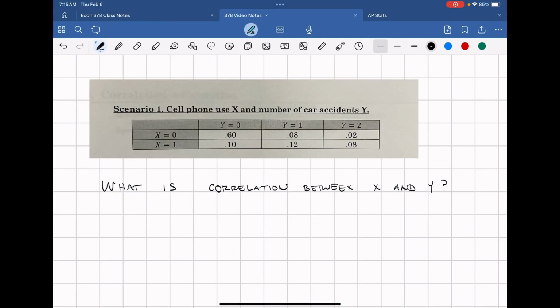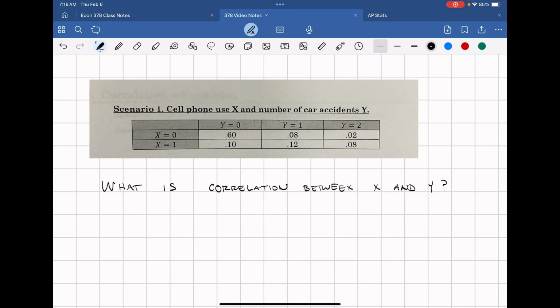Scenario 1 shows us the relationship between variable x, which we can define as cell phone use, and variable y, which we can define as car accidents. So we can look at individuals who use their cell phone and how that might correlate with the number of car accidents. So the question we want to answer is, what is the correlation between x and y given this joint distribution?